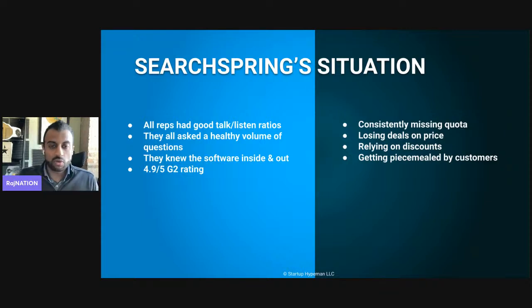Even with all those good things, their reps were consistently missing quota, losing deals on price, relying on discounts, and getting piecemealed by customers. What I mean by getting piecemealed is that they have a product suite, where you can buy four different things from them, or you could just buy one of those four things. But the product really functions at its best if they buy the entire thing. Even though the maximum value a customer could extract would be buying the entire suite, a lot of customers just chose one thing. So they were essentially having to trade off value every time.